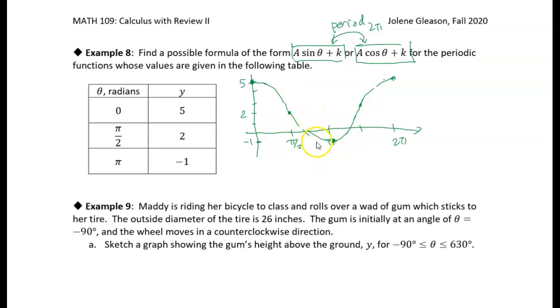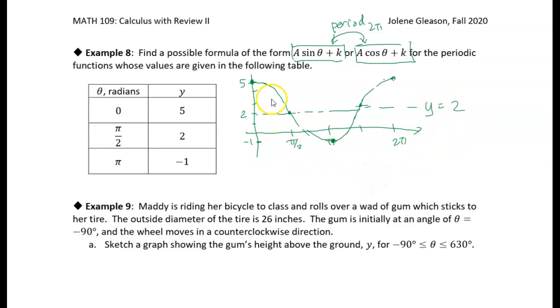Now, when I see that, I think cosine, because I'm starting high, going down to the valley, and ending back up at the peak. So where's the midline? Well, it's going to be halfway between 5 and negative 1. Remember, you can just take the average. 5 plus negative 1 is 4, divided by 2 is 2. Or you can reason it out by seeing what's in the middle between negative 1 and 5. So our midline is going to be y equals 2.